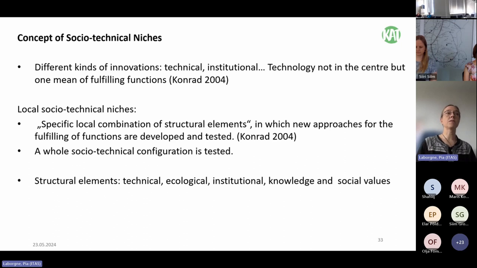But it's only one means of fulfilling functions. So there's a concept of local socio-technical niches, which are a specific local combination of structural elements in which new approaches for the fulfilling of functions are developed and tested. The focus is more on how functions are fulfilled, how needs are responded to. It does not need to be a technology. It can also be an organizational change. And a whole socio-technical configuration is tested around structural elements like technical, ecological, institutional knowledge, and social values.